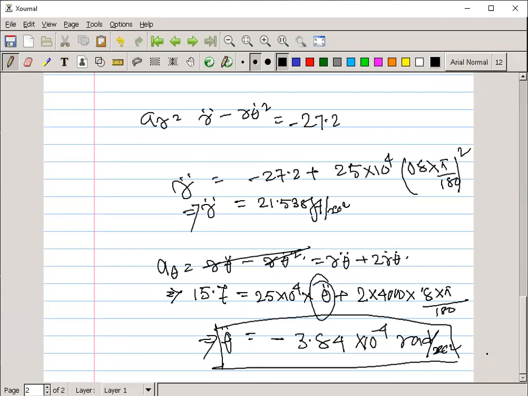Clear? Does anyone have any questions? So finally, for any rocket's case in the radar, you have to find out how much the acceleration is and how much the angular acceleration is. Basically, we have to find these two things. So these two we have found out. Does anyone have any question here? In this problem, does anyone have any question?